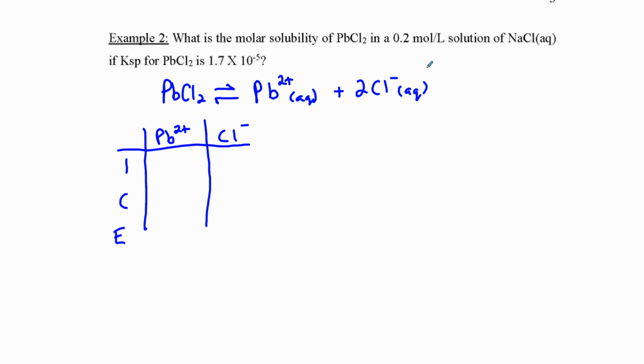Okay, so what's the common ion here? We've got lead 2 chloride and sodium chloride, so chloride is the common ion. That means when I go to add this PbCl2 to this solution, there's already chloride ions dissociated in that solution. So I don't start at a concentration of 0 for chloride. I start at a concentration that is given in the question.